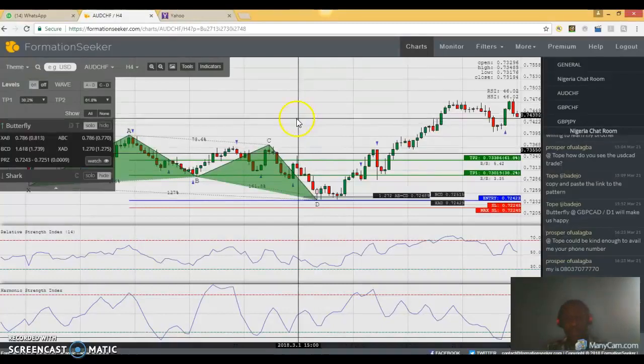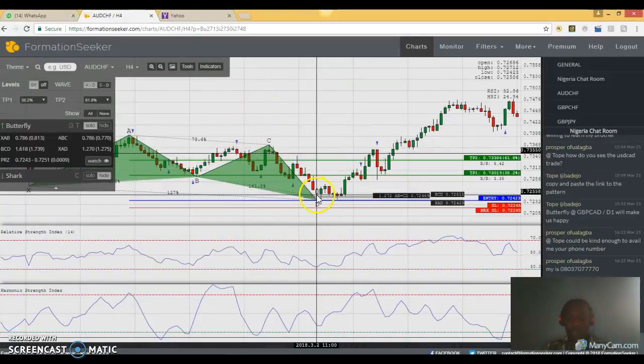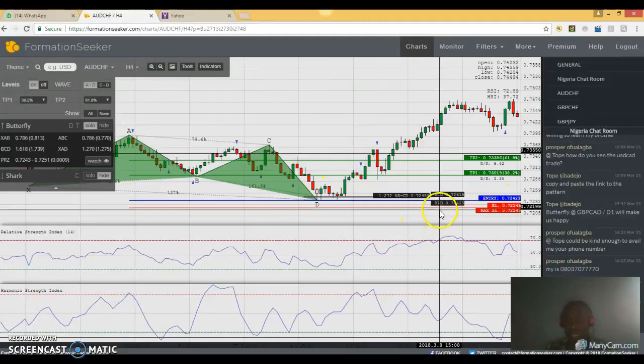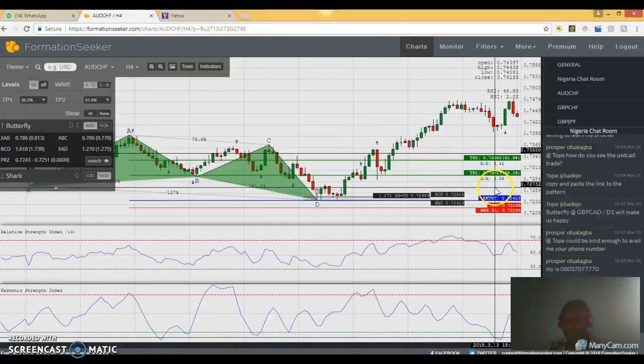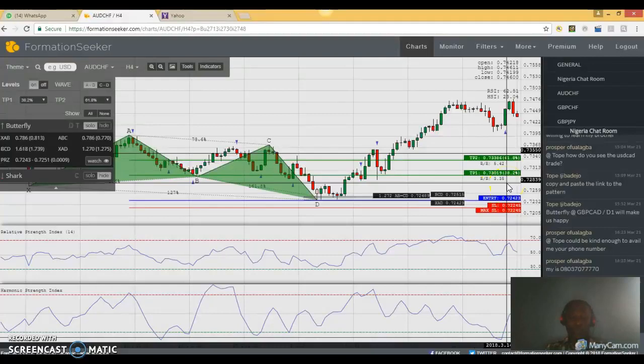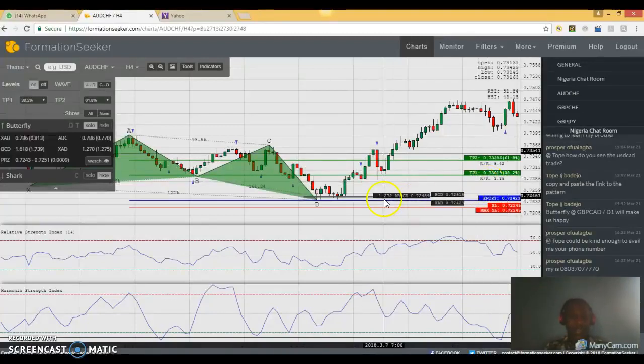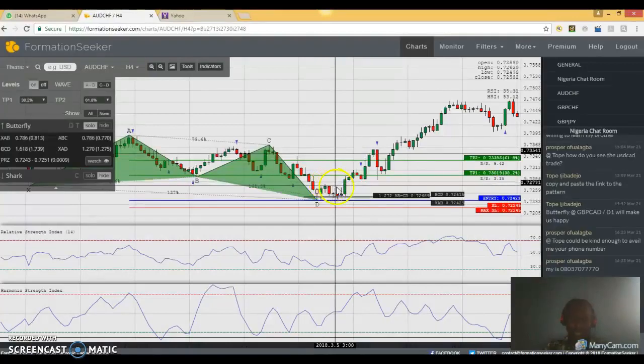Now, the next one you see is the AUD chef. Of course, we had the terminal buy here. We had our entry and we had our stop loss. Look at the stop loss, very close. It's a very tight stop loss. And then the risk reward for this trade is 3.35. So whatever you are risking, you are getting 3.35 of it. For the sake of this video, I've been using 10,000 naira. So if you're risking another 10,000 naira on this trade, you'll be getting 33,500.